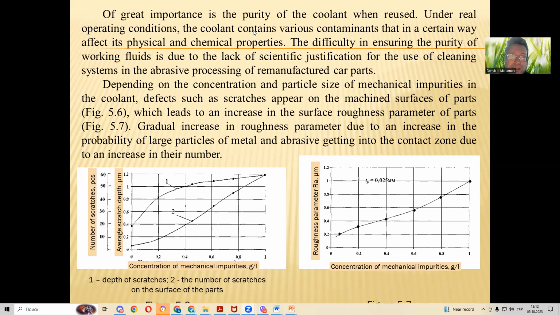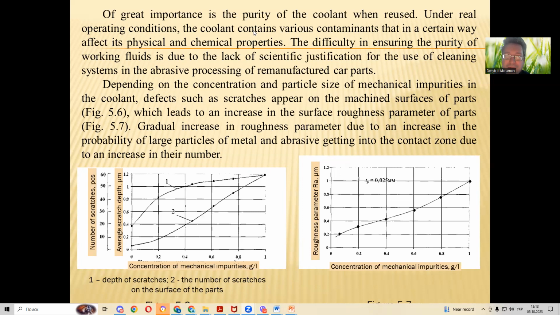Of great importance is the purity of the coolant. Under real operating conditions, the coolant contains various contaminants that in a certain way affect its physical and chemical properties. The difficulty in ensuring the purity of working fluids is due to the lack of chemical justification for the use of cleaning systems in the abrasive processing of remanufactured car parts.